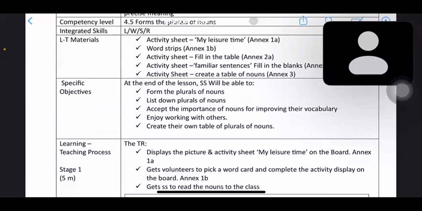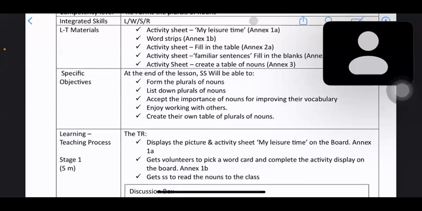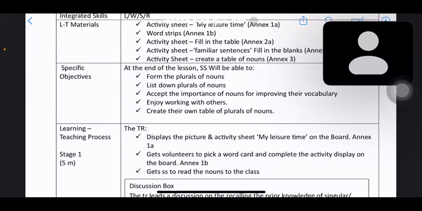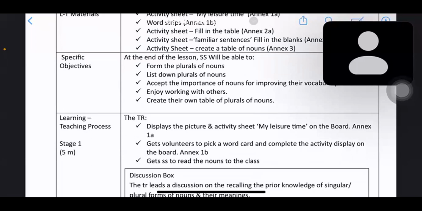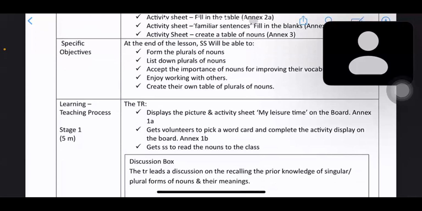Now I'm going to describe the specific objectives of this lesson. At the end of the lesson, students will be able to form the plurals of nouns, list down plurals of nouns, accept the importance of nouns for improving their vocabulary, enjoy working with others, and create their own table of plurals of nouns.